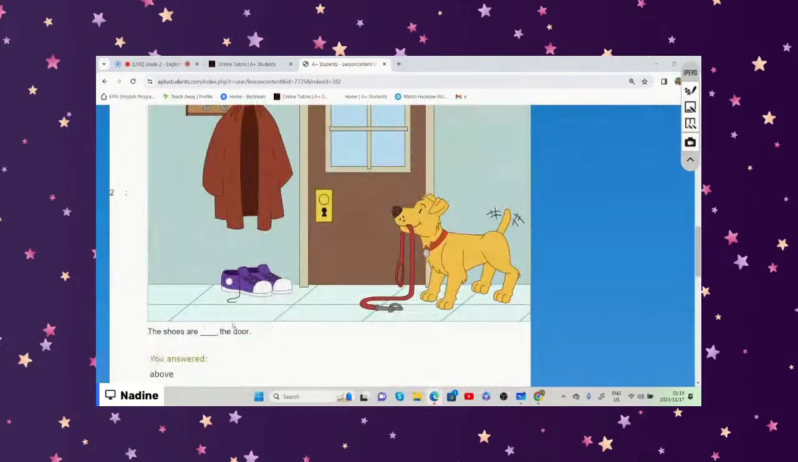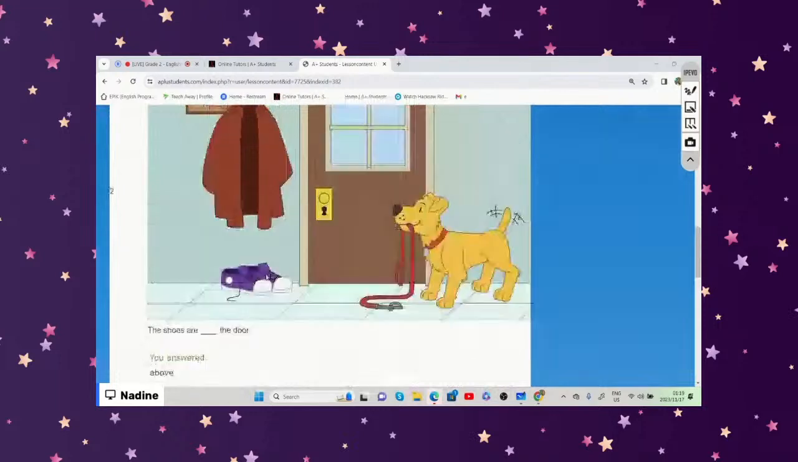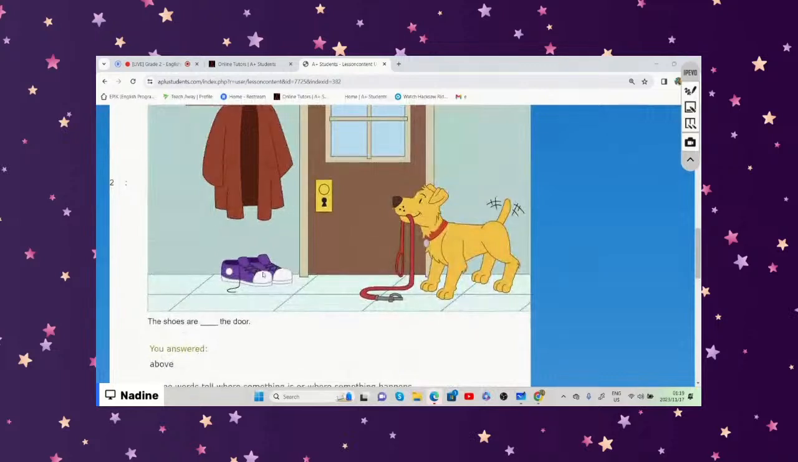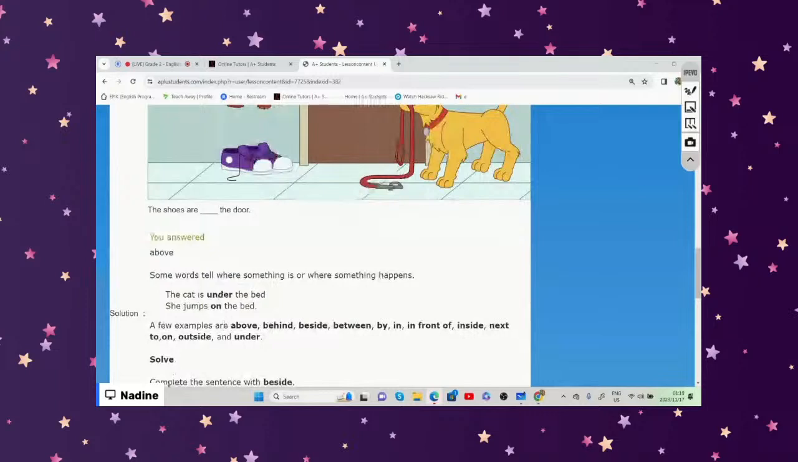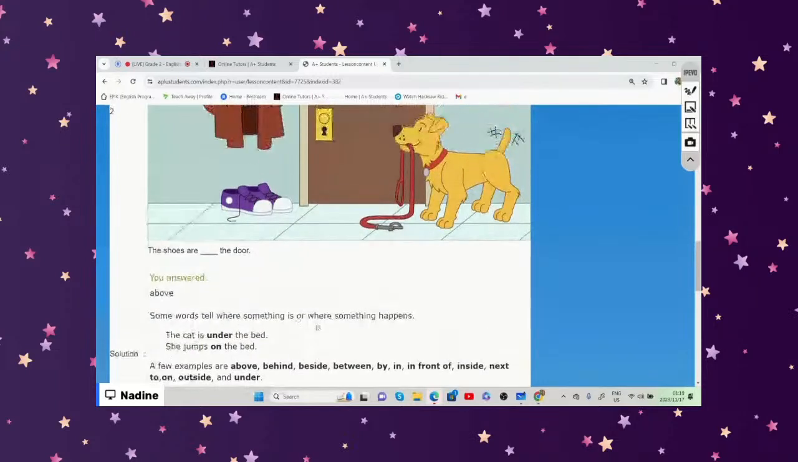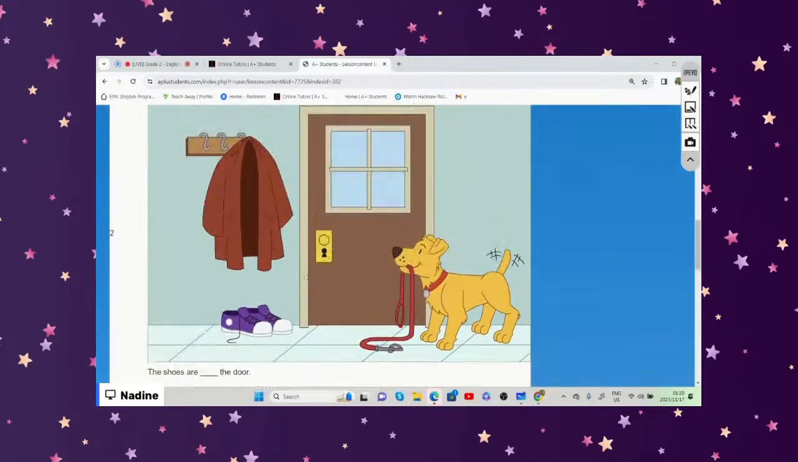The shoes are the door. If we look at where the shoes are, then what can we say? Where are the shoes? We have above, behind, beside, between, by, in front of, inside, next to, on, outside, and under. They want to know where by the door the shoes are. So the shoes are the door.